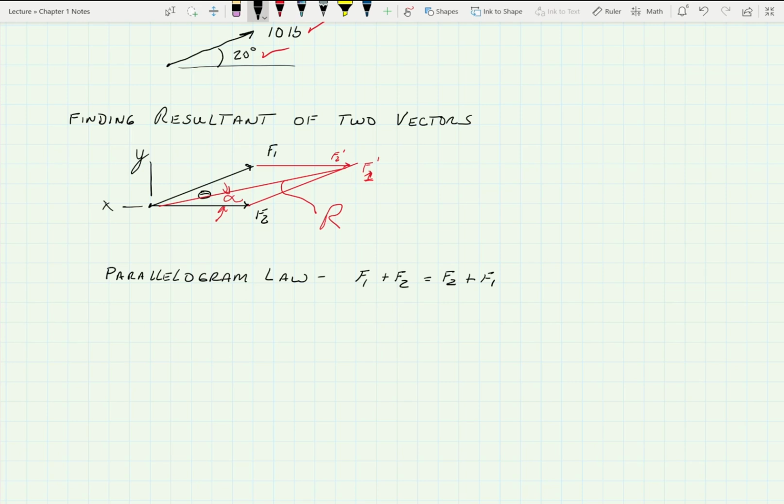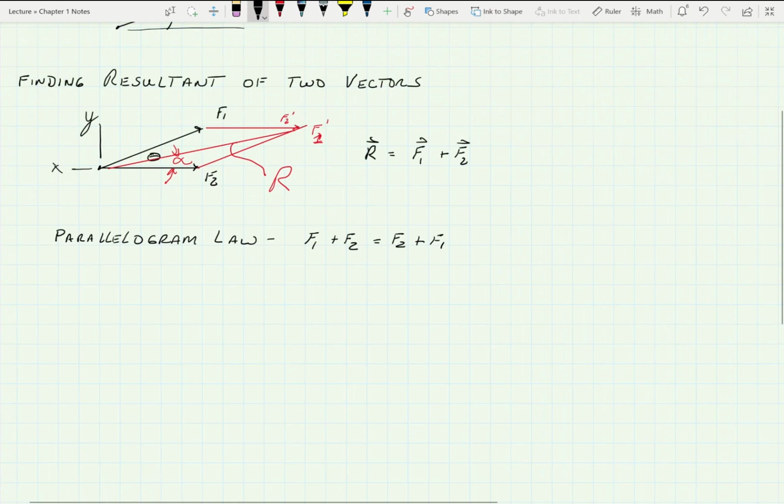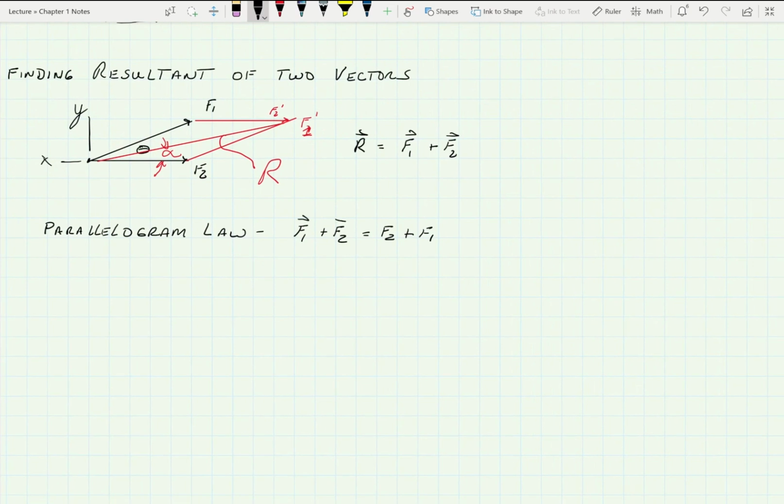Okay, and oh, I know something I've forgotten here. Shame on me. R is equal to F1 plus F2, and that's our vector symbols. Okay, and that tells us we have a vector. All right, so this should be this and that and this and that. All right, so keep that in mind as we do this.